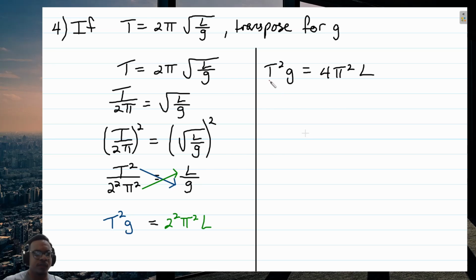L. Now this T squared is being multiplied by G, so when I transfer this T squared across to the right hand side, the operation will change from multiplication to division, and the T squared will go under the 4 pi squared L. So I'll have G is equal to 4 pi squared L divided by T squared.